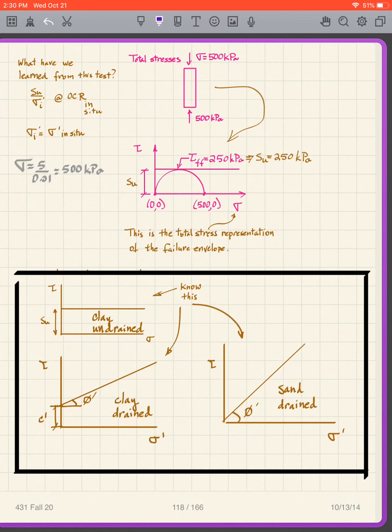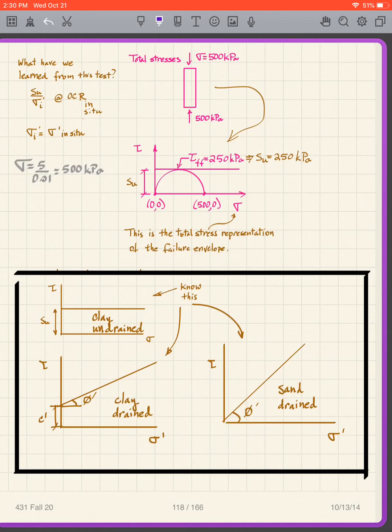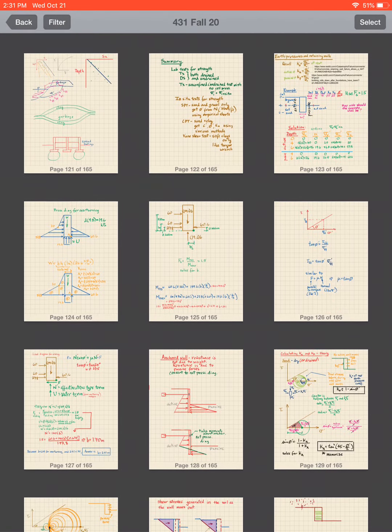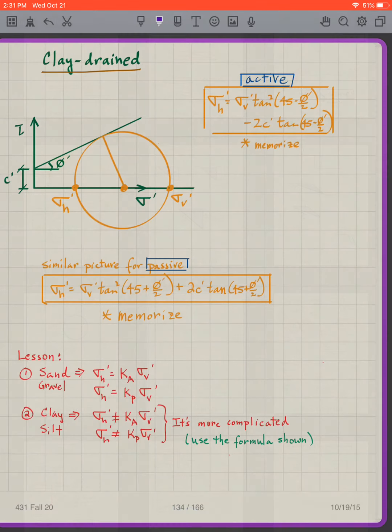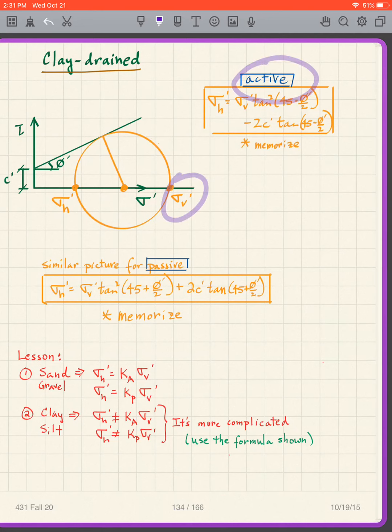So we need to keep in mind these 3 failure envelopes. They're key to us for the rest of the semester. Actually, you need to be aware of those 3 failure envelopes. So know those. And right now we're going to do clay drained, which is this envelope here. And what do we get? We're going to do the same thing. I'm not going to go through all the geometry this time, but we have a circle that is tangent to the envelope. And, for the active situation, we have a bigger sigma v prime than a sigma h prime.